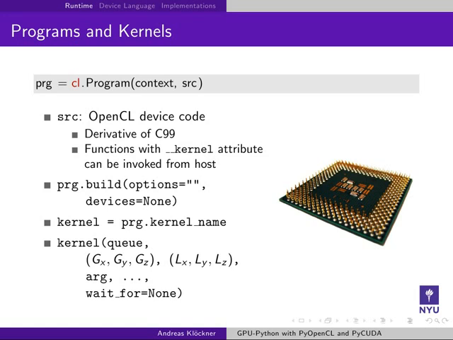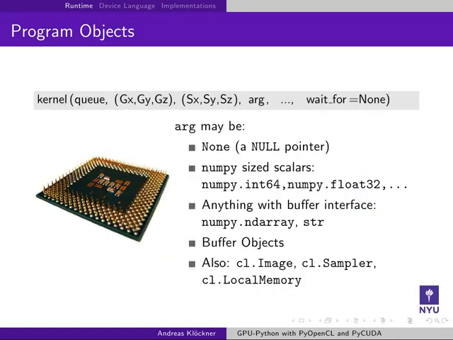Right, and then you can enqueue this kernel with a certain global and work group grid size and a bunch of arguments, and you can also wait for other events. What can these arguments be? Well, they can be a null pointer. They can be numpy sized scalars. What is that? So you say numpy int64 of 15.